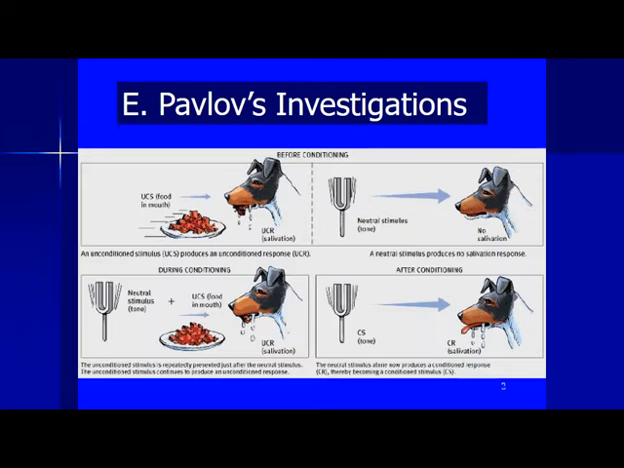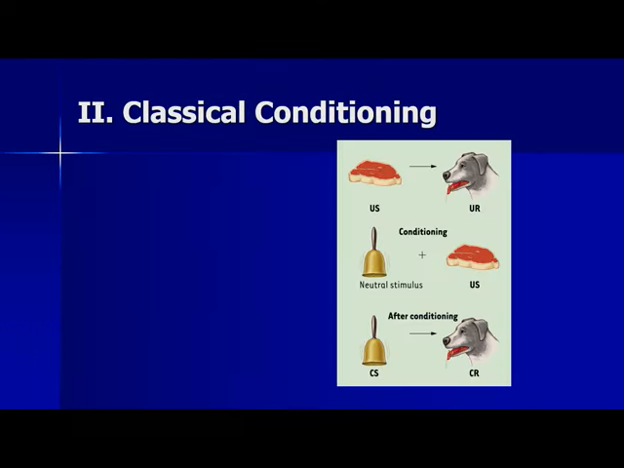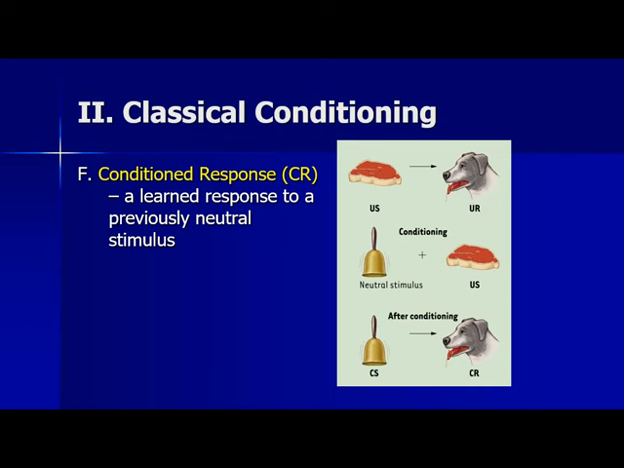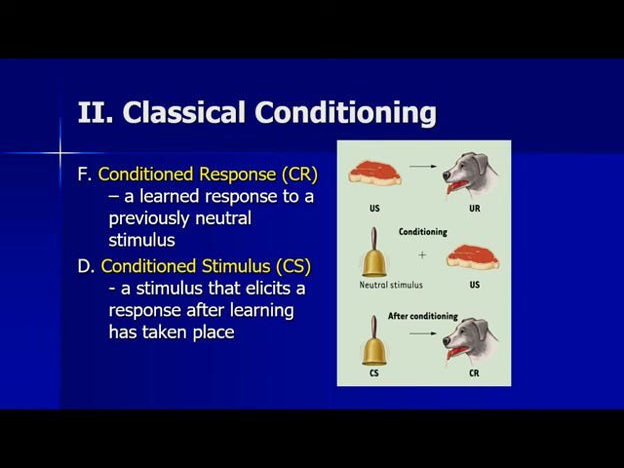So here we have it again. The unconditioned stimulus, food. Unconditioned response, salivation. We present this stimulus, which is a tone. Dog doesn't do anything. We present the food and the tone at the same time. Eventually the tone will elicit the salivating. So then that becomes the conditioned response and the conditioned stimulus.